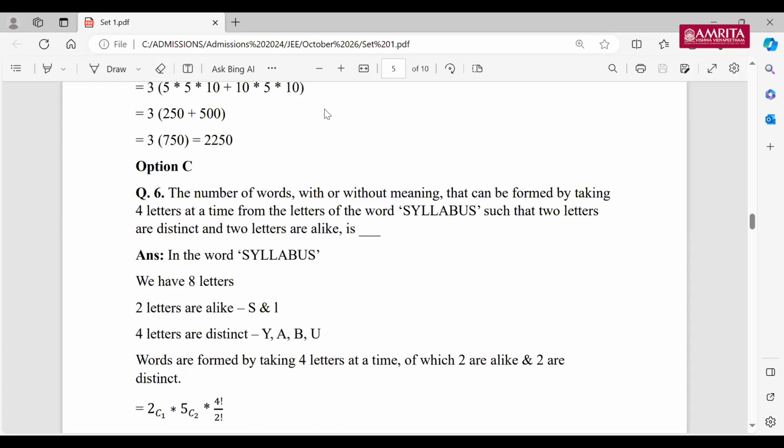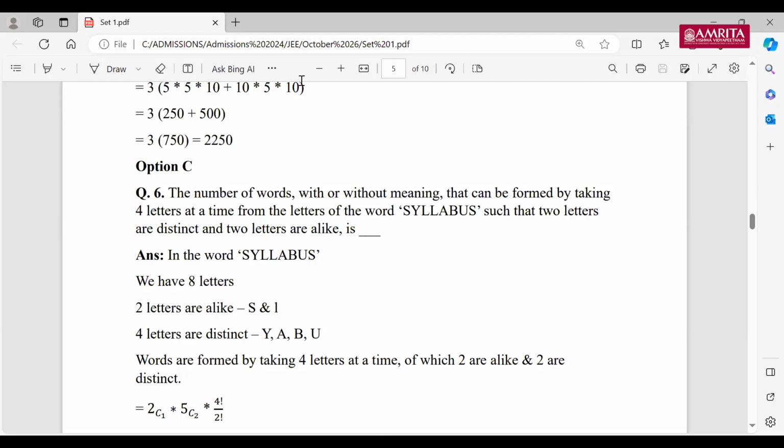Now, coming to the next question: the number of words, with or without meaning, that can be formed by taking 4 letters at a time from the letters of the word syllabus, such that 2 letters are distinct and 2 letters are alike. Same sort of problem, but the conditions are a little different. The same thing as here initially: number of words with or without meaning formed by taking 4 letters at a time from the word syllabus.